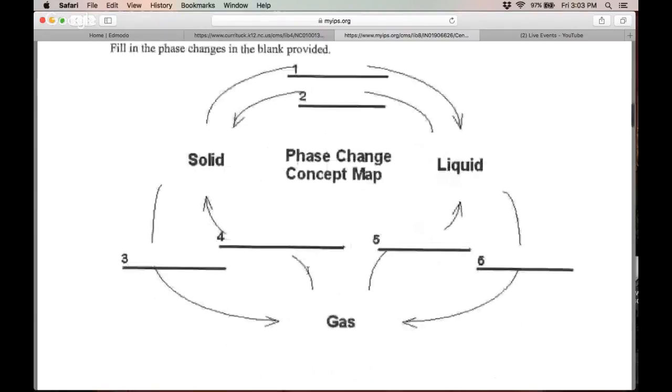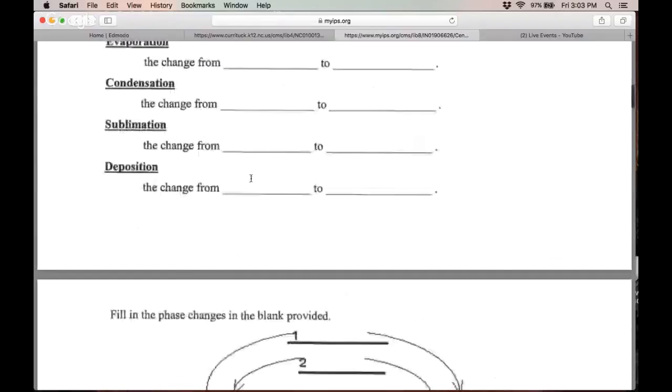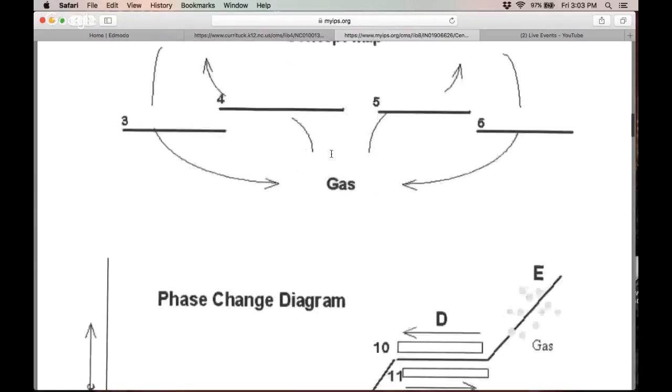This is our solid to liquid to gas. We're labeling now, just like we did up here. When we go from a solid to a liquid, what's that called? And you write it down on here. When we go from a liquid back to a solid, what's that called? And you write it down on this line. So I'm going to keep going.